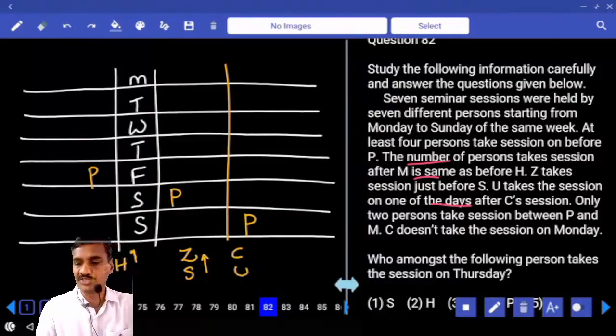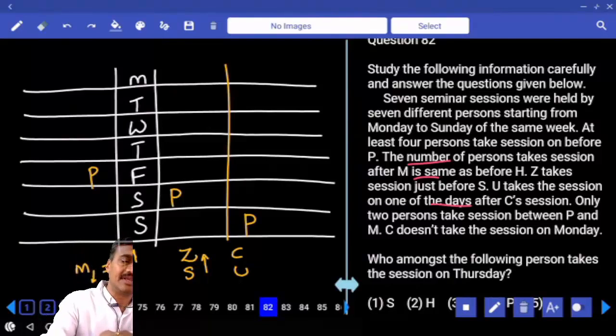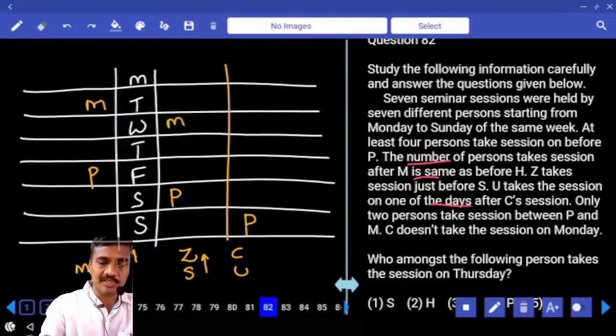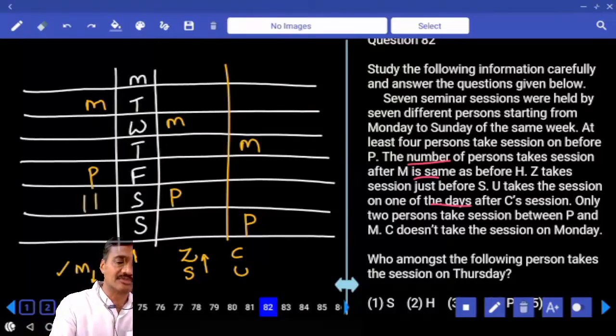And only 2 persons between P and M. Now between P and M, how many people? There must be exactly 2 people. Now here also between P and M, there must be exactly 2 people. Here P and M, 2 people. Then number of persons below M. First case only, how many are there? 1, 2, 3, 4, 5. Above this one, there must be 5.